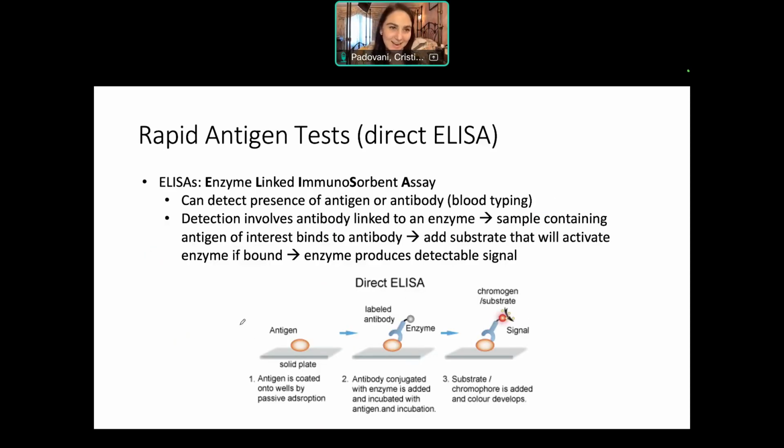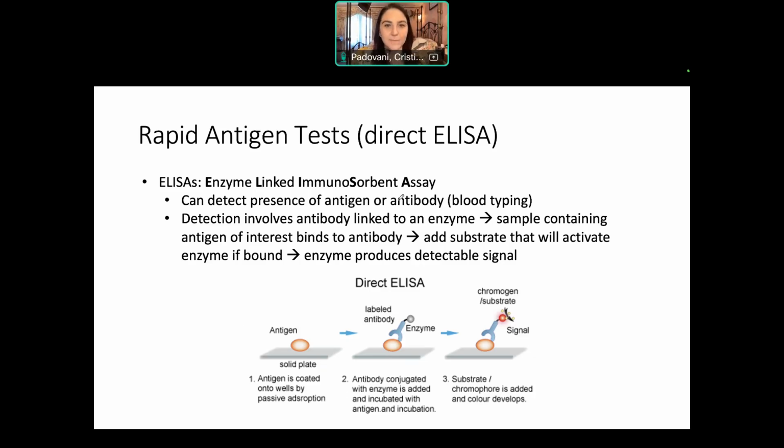Okay, and then the last slide is going to be rapid antigen tests. I'm only going to really talk about direct ELISAs. I did ELISAs every single day of my life during my PhD. They're really good. ELISA stands for enzyme-linked immunosorbent assay. Basically, it's exactly what it says.